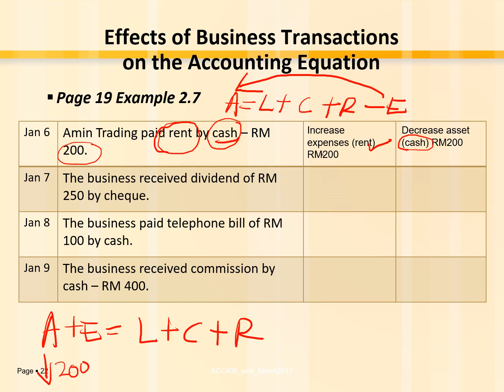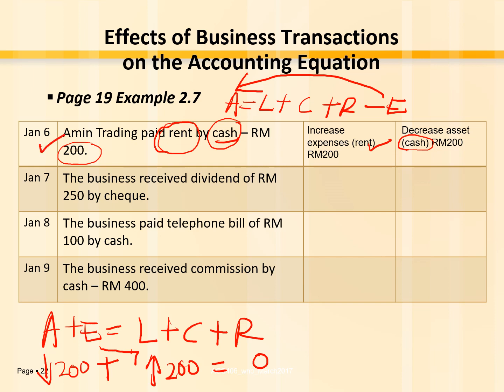So inside here, bila you bayar rent tu menggunakan cash, so you punya asset akan turun 200. Dan bila you bayar tu adalah expenses, you akan meningkatkan expenses you. Yang ni dia akan naik sebanyak 200. So, dia hanya berubah dekat asset dan expenses sahaja, tidak melibatkan liability, capital ataupun revenue. So, tolak 200, campur 200. So, dia balance lah kan, dia 0. Okay, so this one adalah untuk January 6.